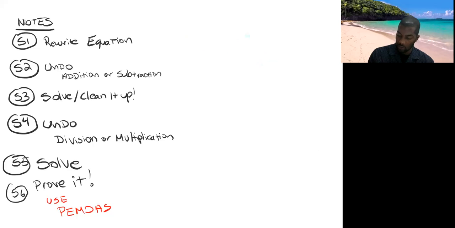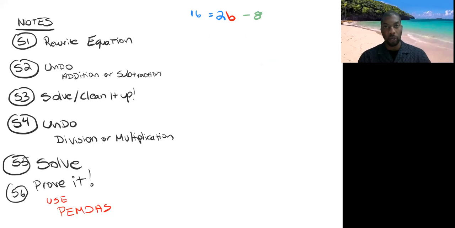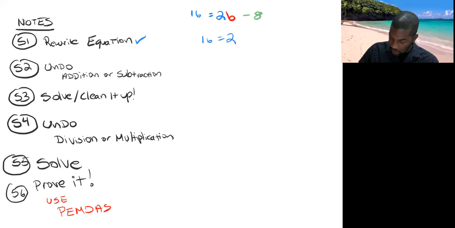All right, let's try this last one out. My problem is I've got 16, and it is equal to 2 times some number called b, and we're going to take away 8 from it. What is b worth? First step, rewrite the equation. Let's do it. 16 equals 2 times b minus 8.